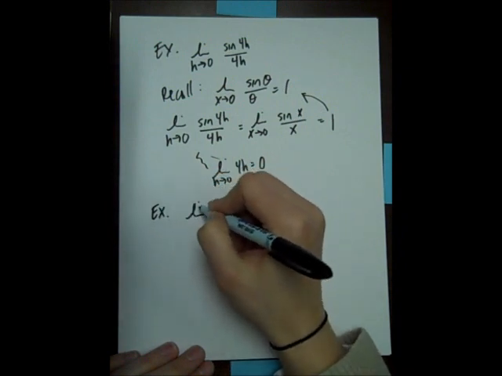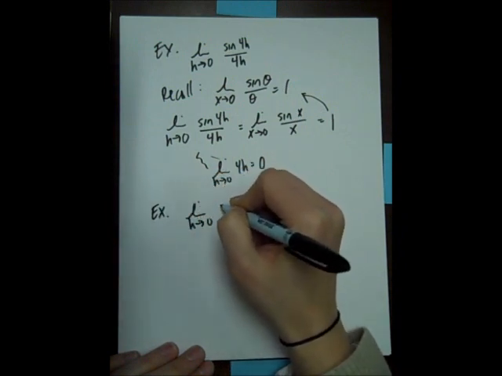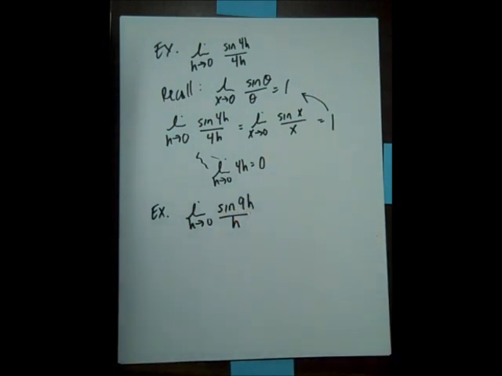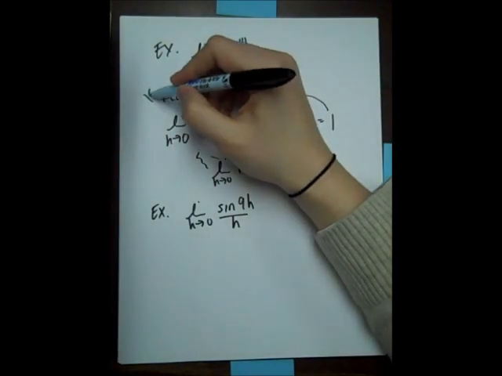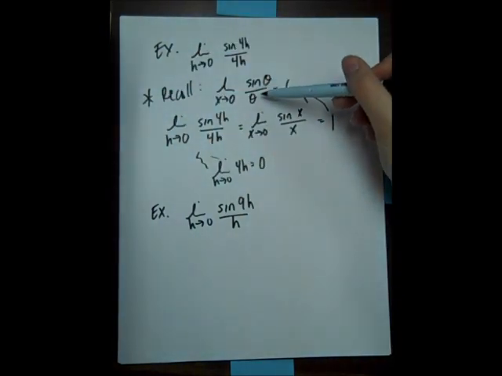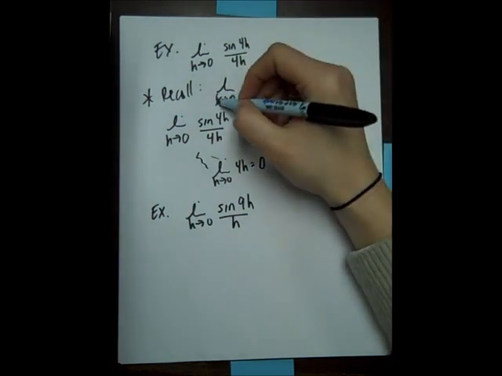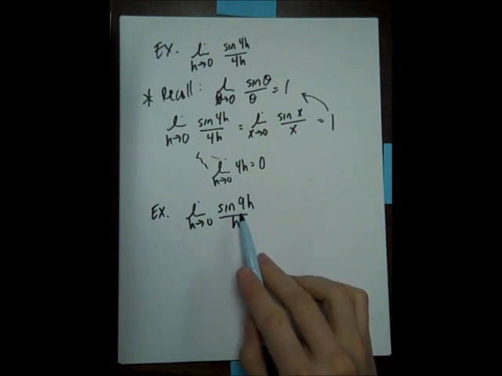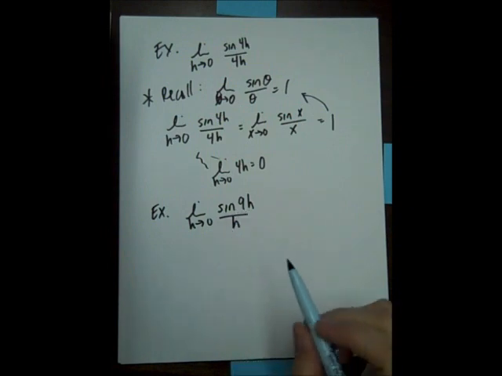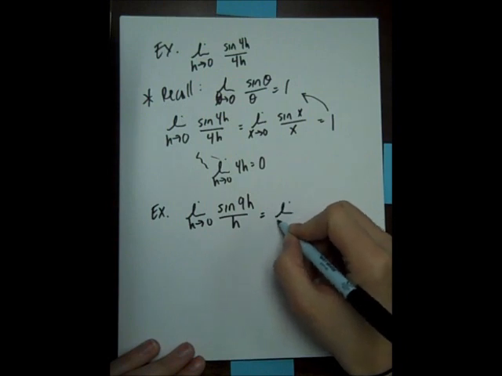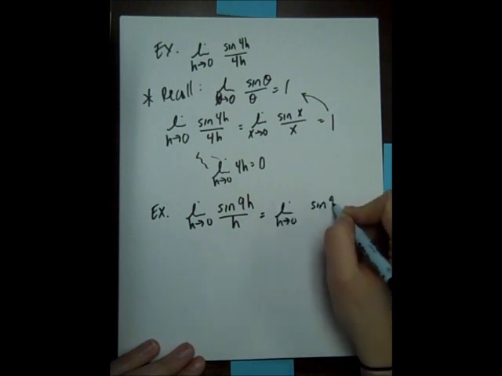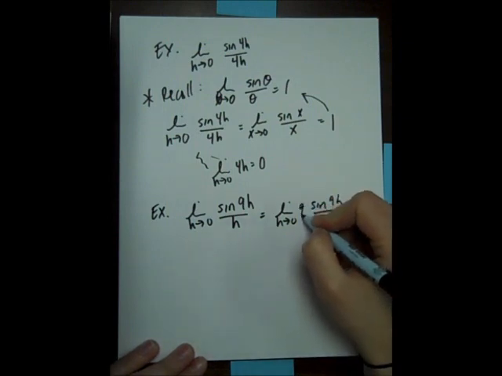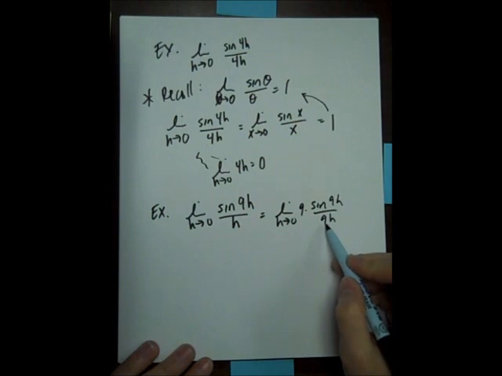Okay, how about the limit as h approaches 0 of sine of 9h over h? Again, we're going to use the recall I had up here, where sine of theta over theta is 1 for theta going to 0. This isn't of the form sine of theta over theta because the bottom needs to be a 9h. So what I can do here is change this to be a 9h, but once I put a 9h there, I've changed the problem. So I'm going to multiply by 9 to cancel out the 9 I just added on the bottom.